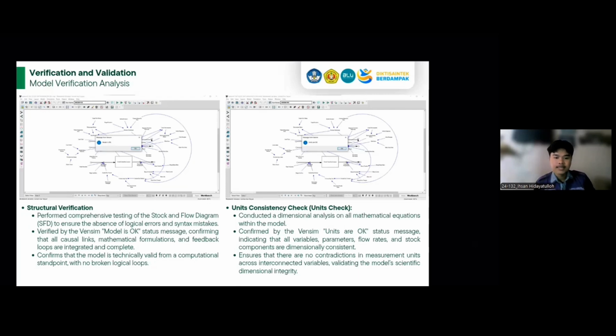It conducts a dimensional analysis on all mathematical equations within the model. It is confirmed by the VENSIM "Units are OK" status message, indicating that all variables, parameters, flow rates, and stock components are dimensionally consistent. And the last, it ensures that there are no contradictions in measurement units across interconnected variables, validating the model's scientific dimensional integrity.